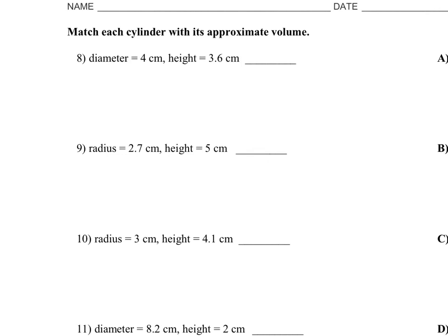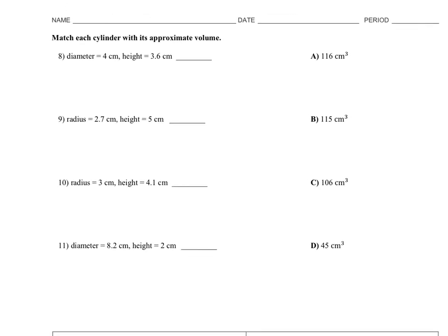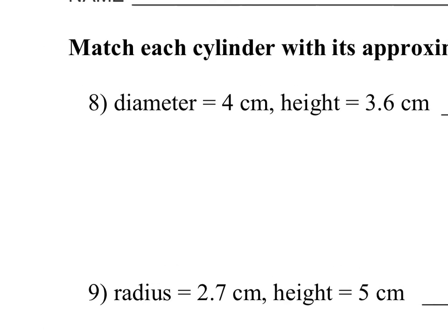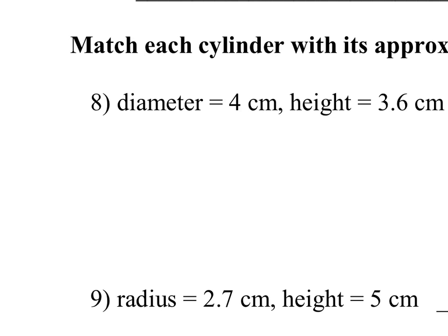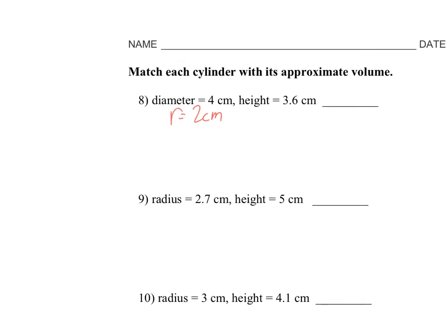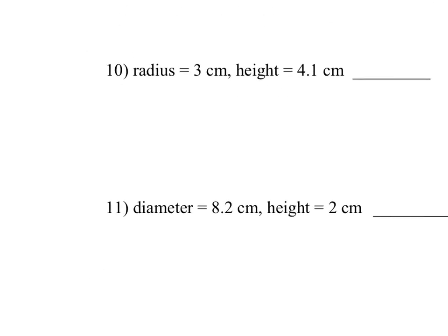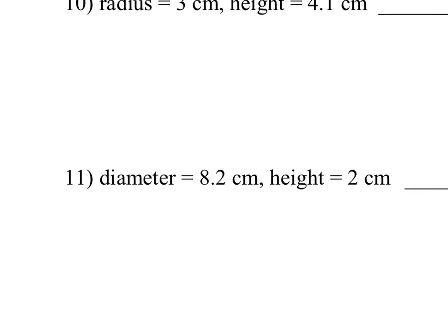On this backside, it's more of the same thing. 8 through 11, you're just matching for A, B, C, and D. Keep in mind that sometimes they are going to give you the diameter, so you would need the radius, which would be half of that. And these other ones, except for number 11, they give you the radius already. So here, again, the radius is going to be 4.1, which is half of the diameter.